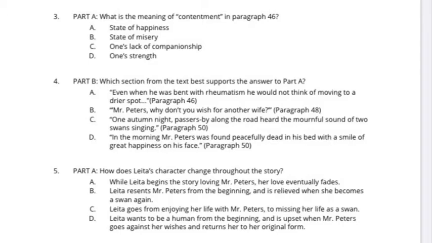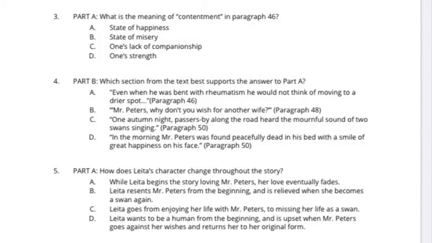It says, which section from the text best supports the answer to part A? So look at each of those parts from the story, those quotes from the story, and which of those prove your answer to number 3? Which of those contain information that can prove your answer to number 3?